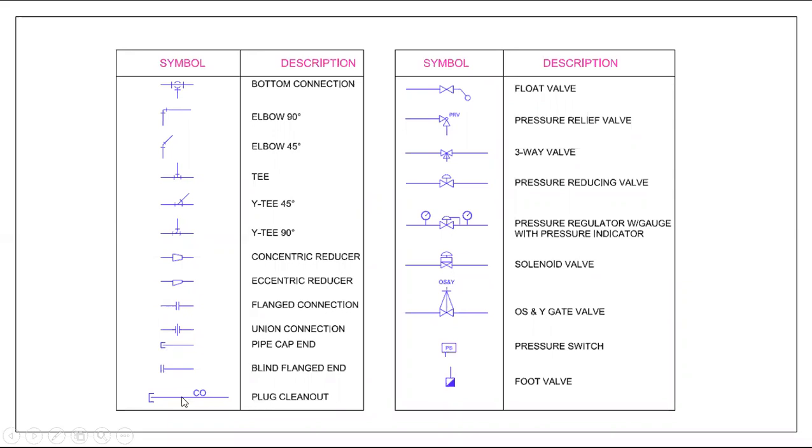Plug clean out. This is one type of clean out. Previously we have seen the floor clean out. This is also a clean out only, but this is not fitted on the floor. It is fitted in the pipe itself. Suppose you are installing the pipe above the ceiling, in that situation you have to use the pipe clean out.